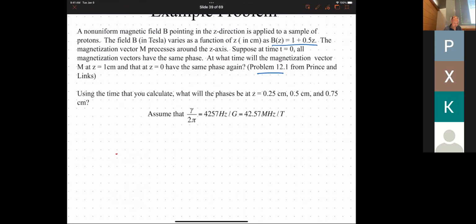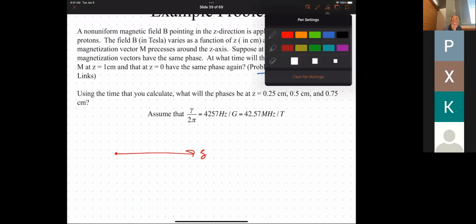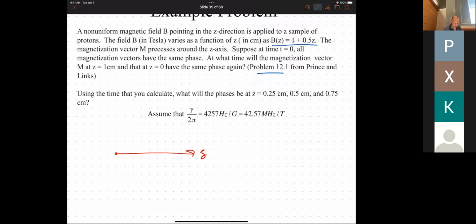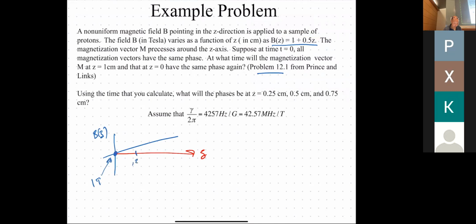The idea is, as a function of z, we have B of z increasing. At z equals 0, they're precessing at 1 Tesla. Then we look at 0.25, 0.5, and 0.75. Let's say, for example, at 0.5 we would have B equals 1 plus 0.5 times 0.5 equals 1.25 Tesla. So we're just saying this is a field that's increasing in the z direction.